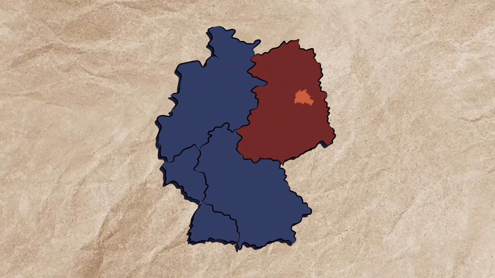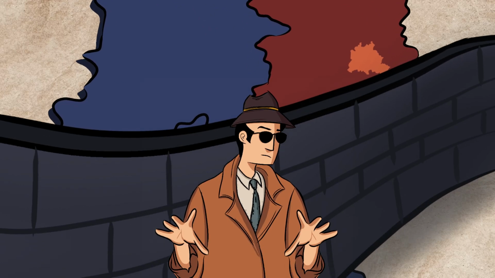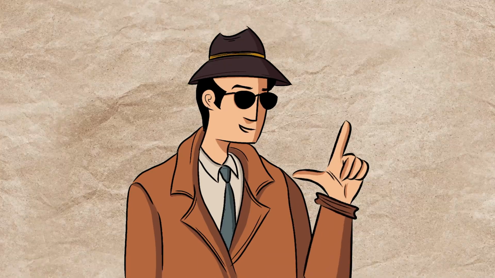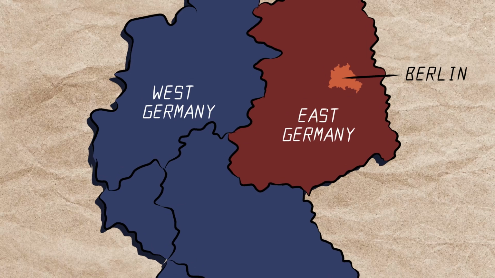This was the reality in Germany when the Berlin Wall went up, splitting their lives and their city in half. This became the most divisive line that separated not just Germany, but the entire world.